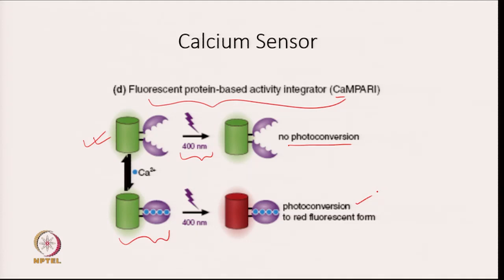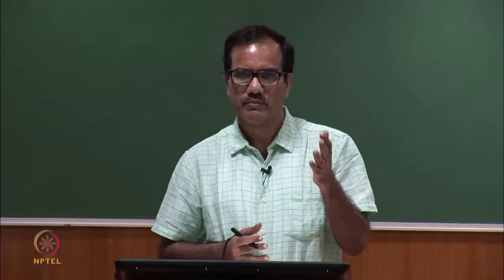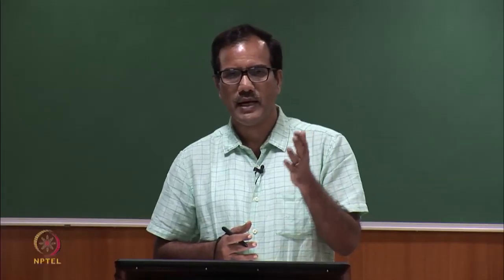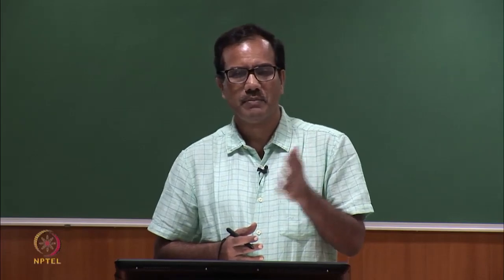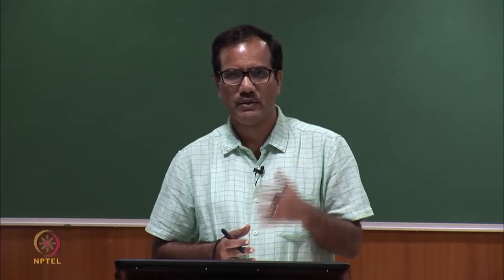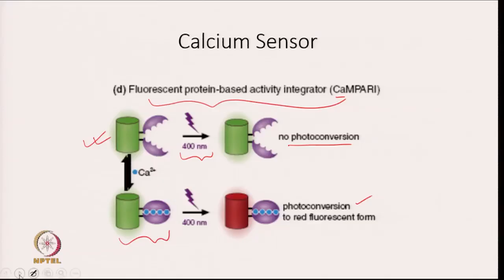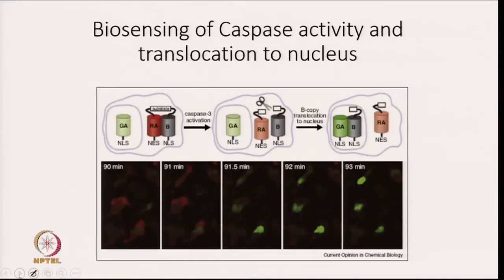So if there is calcium, then it will give you red color. If there is no calcium, then it will not give red color. So just by looking at the red color, or the intensity at the lambda max corresponding to red color, you can know the amount of calcium 2+ in the solution.